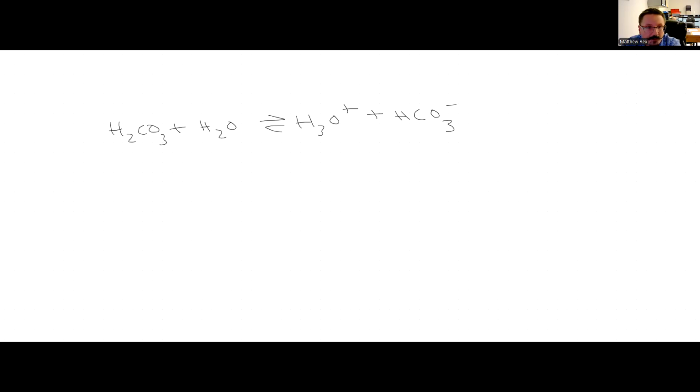So we start with 0.05 here, 0 and 0, minus x plus x plus x, 0.05 minus x, x and x, the Ka1 is 4.3 times 10 to the negative 7. That's going to be equal to x squared over 0.05 minus x, and we're going to do the x is small approximation. So 4.3 times 10 to the negative 7 times 0.05 equals x squared. Take the square root of that, and x is going to be equal to 1.4.